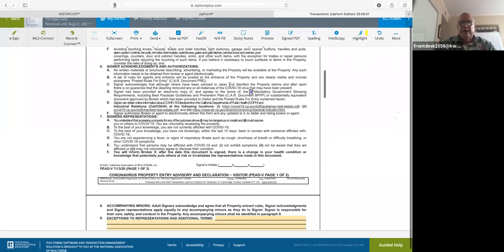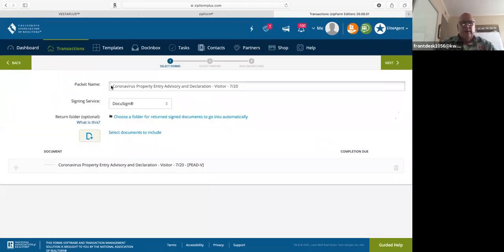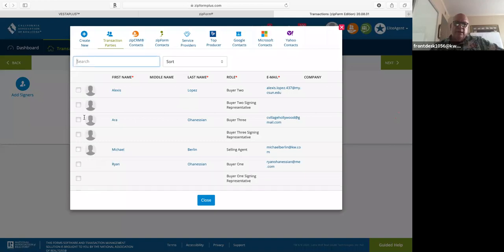So we have the form all filled out like we just showed you. And we go to e-sign for DocuSign. I'm going to delete this. It'll default to the name of the document, but if you get used to using the abbreviations, Gates Place, PED, Ohanessian, August 25th, 2020. So now I've got it named. I'm going to grab him. I'm going to just do me. No, I'll do two people to show you.